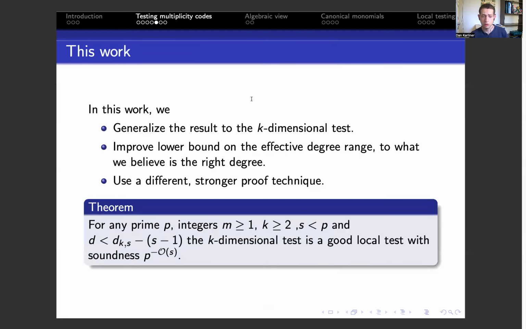So this is what our theorem looks like in this paper. For any degree parameter d that's smaller than this optimal or naive degree bound dks minus s minus 1, so anything where the gap between these two degrees is at least s minus 1, the k-dimensional test is a good local test with, again, the same soundness, p to the minus order s.